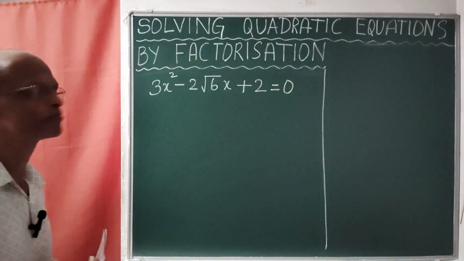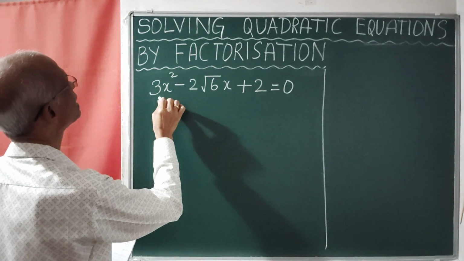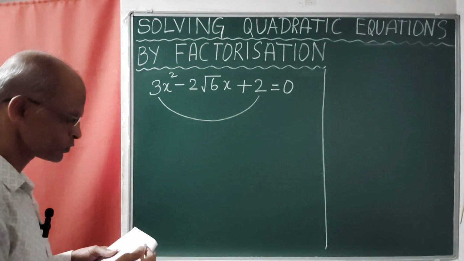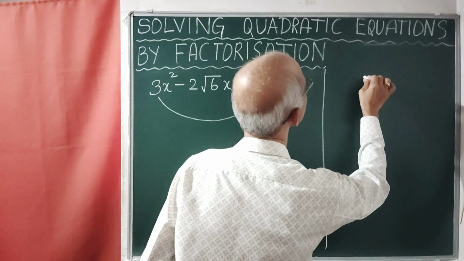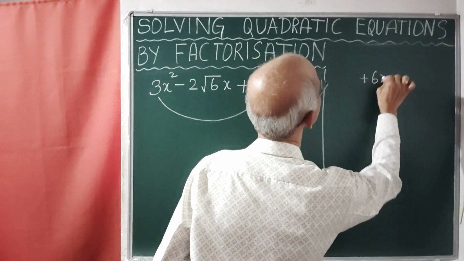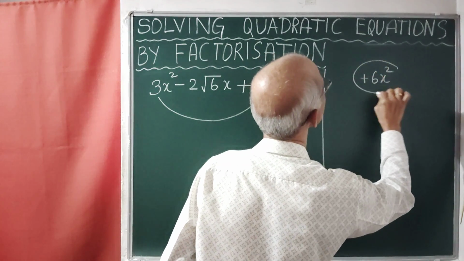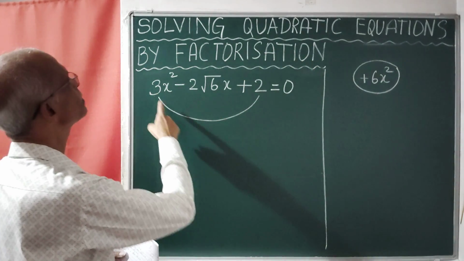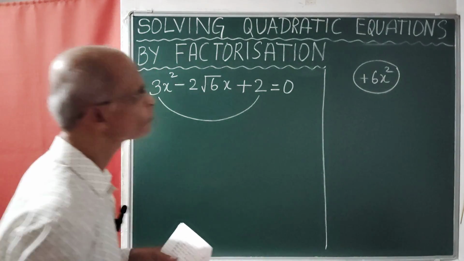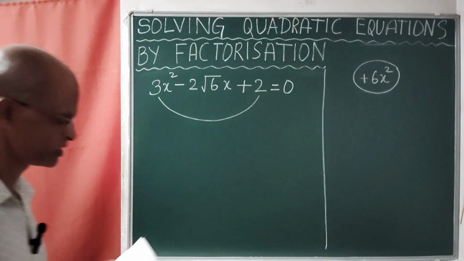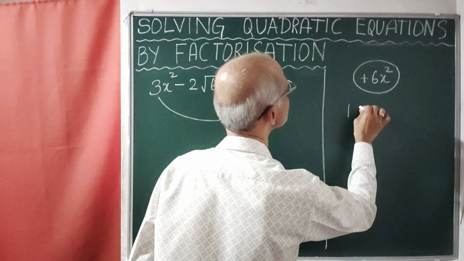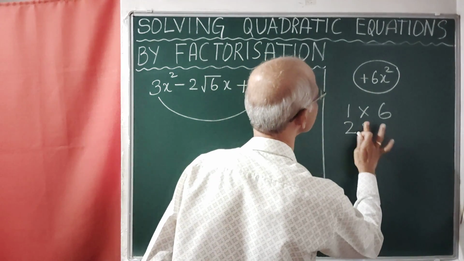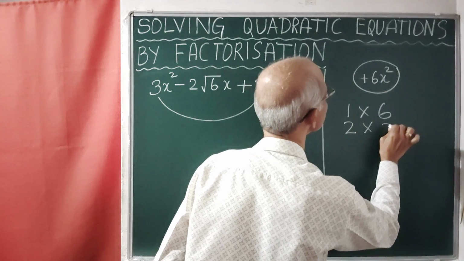Now, the first step is to multiply the first term and the last term. So what do I get? I get plus 6x square. Now we have to find the factors of 6. 1 6s are 6. 2 3s are 6.